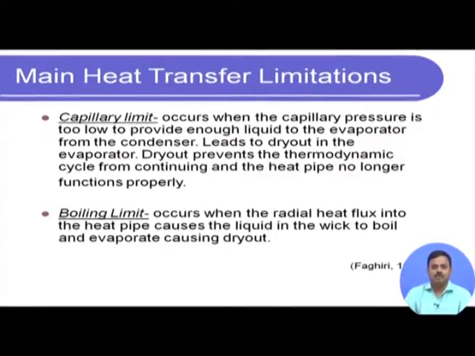Boiling limit. So, the boiling limit is when the radial heat flux into the heat pipe causes the liquid in the wick to boil much more than what is allowed, and therefore it leads to dry out. And this also comes from this Qmax. If you supply something which is larger than Qmax, then what happens? You are boiling the fluid at a higher rate compared to the rate at which you are getting back the liquid. Okay. So, as a result, you will soon have a scenario where the entire liquid in the evaporator has boiled off because your heat flux is high, but the liquid has not come back. This also leads to dry out.